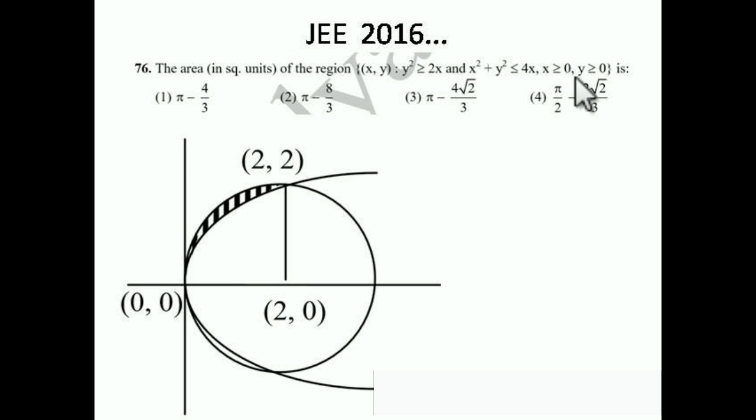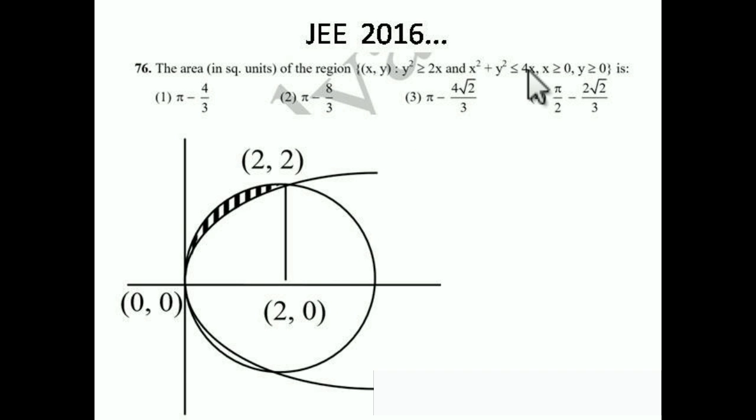Okay, so first of all, x greater than 0, y greater than 0, that means first quadrant. Y square greater than or equal to 2x, that means it is also a parabola with vertex at 0, 0. I draw it out. Then x square plus y square less than or equal to 4x. This is the equation of a circle with the center 2, 0. Okay, how do you find it?